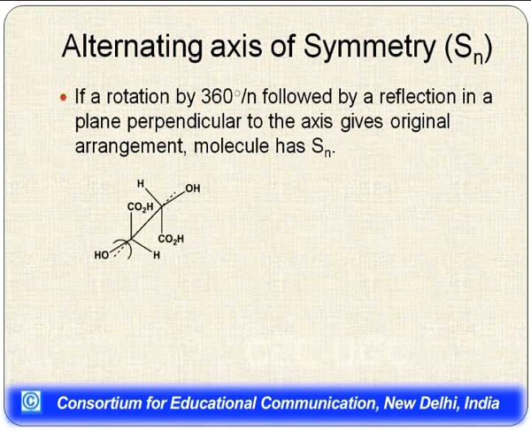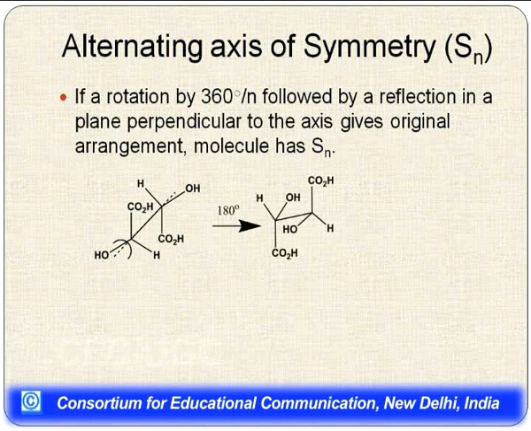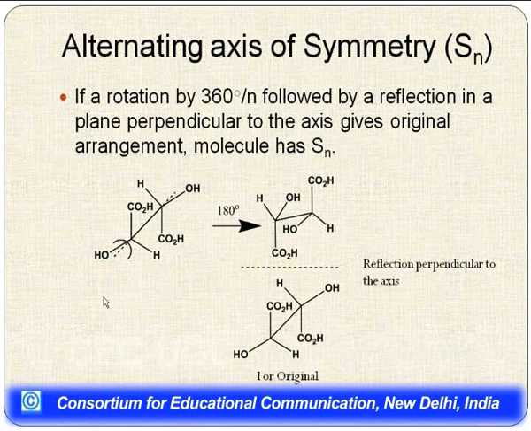I have again taken one example, which is again of tartaric acid, the previous example. I rotate it by 180 degrees about this axis. It is not an axis of symmetry like the principal axis or simple axis of symmetry we talked about. I rotate it 180 degrees through this dotted line I am showing here, and we get the other way round of the formula. Then I take a reflection perpendicular to that axis, and when we do this we get that this is the original.